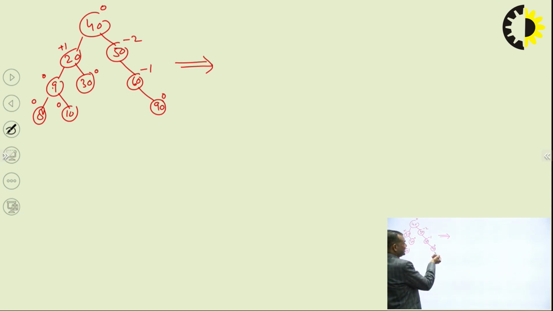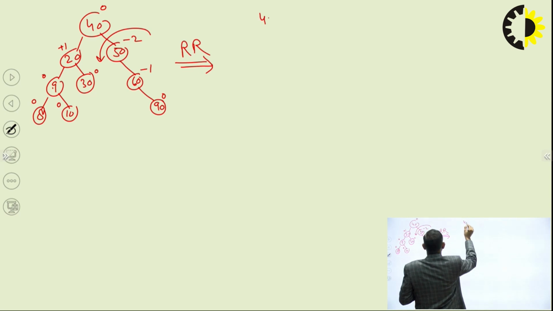Which element did we insert? 90. 50 ke right to right, means kaun sa rotation ho gaya hamara, that is RR. And RR kya kehta hai ki it will rotate one time and in the opposite side, means RR says that it will rotate into the left side. So we have to rotate into the left side.